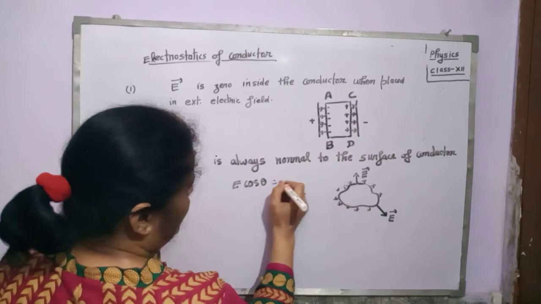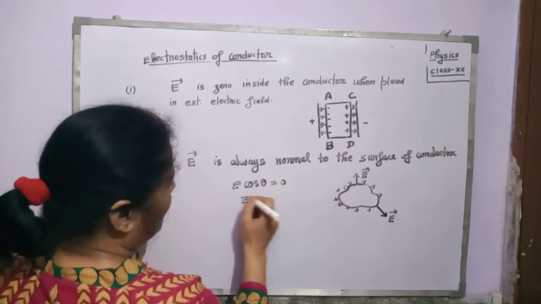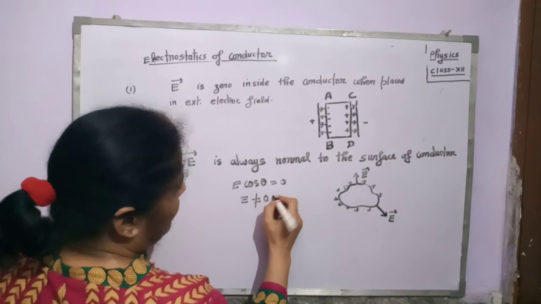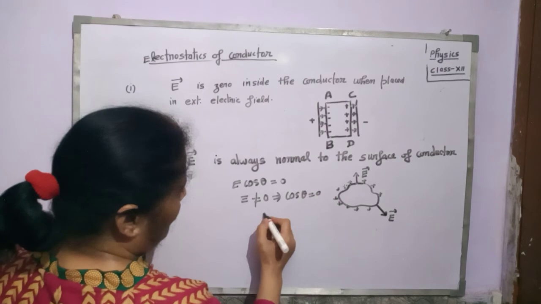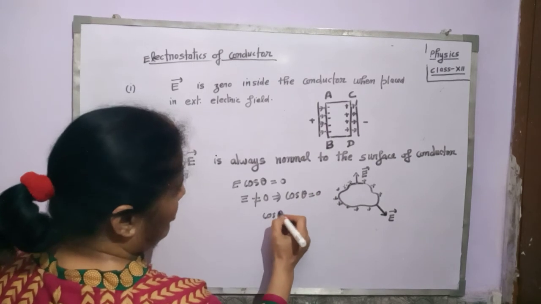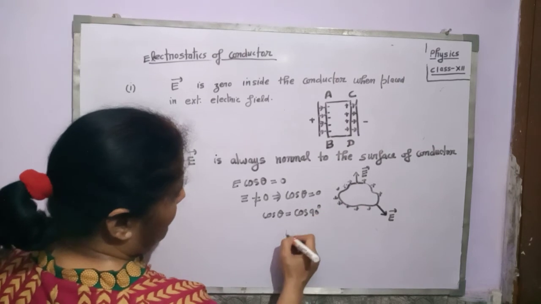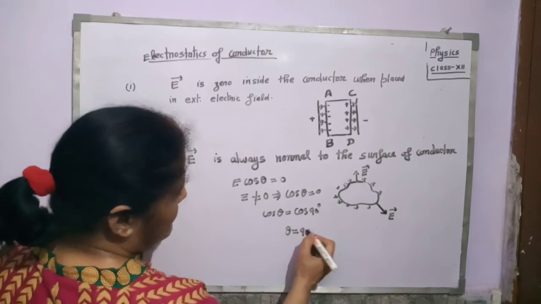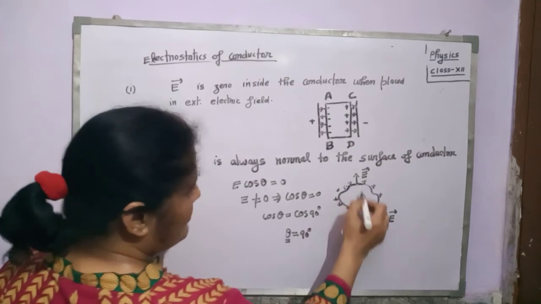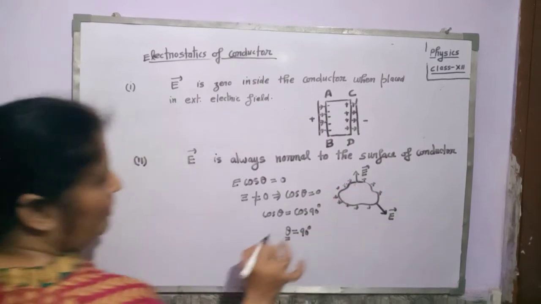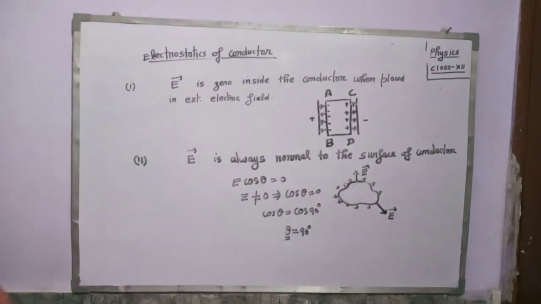E cos theta is equal to 0. But you know, E is not equal to 0. This implies that cos theta is equal to 0. And when cos theta is equal to 0, that means theta is equal to 90 degrees. What is theta? Theta is the angle between the surface and the electric field. Therefore, electric field should be normal to the surface of the conductor.